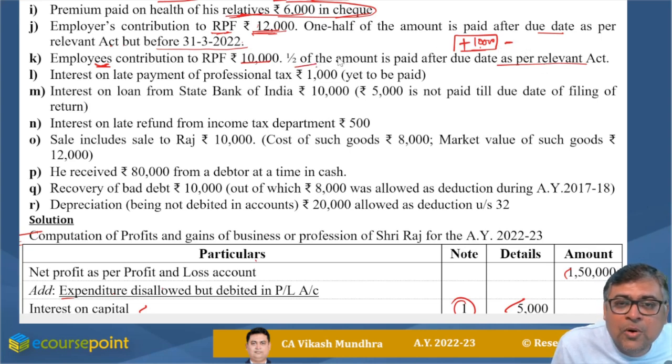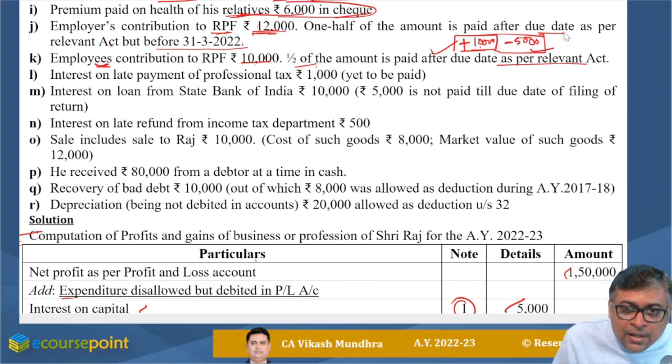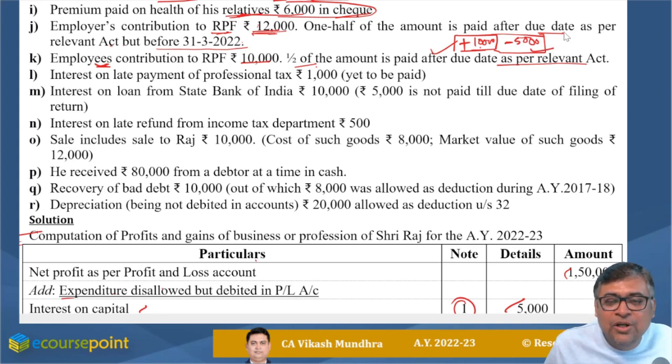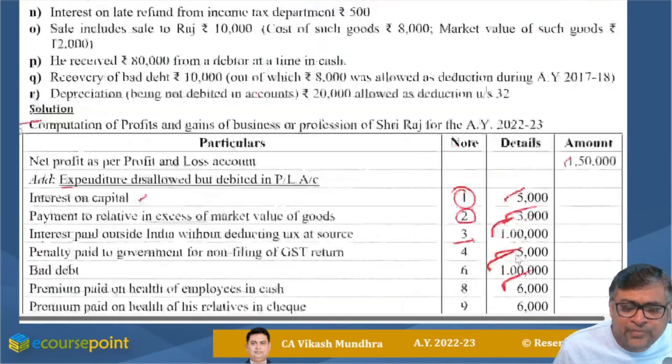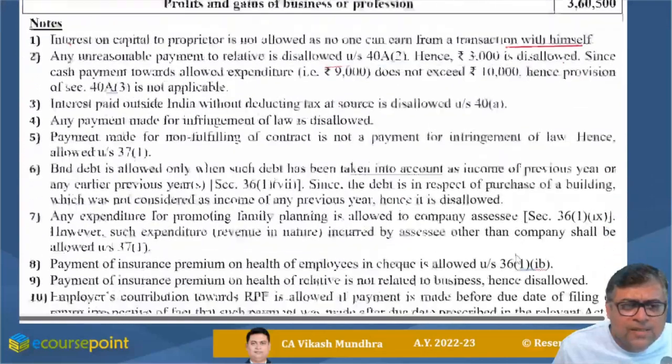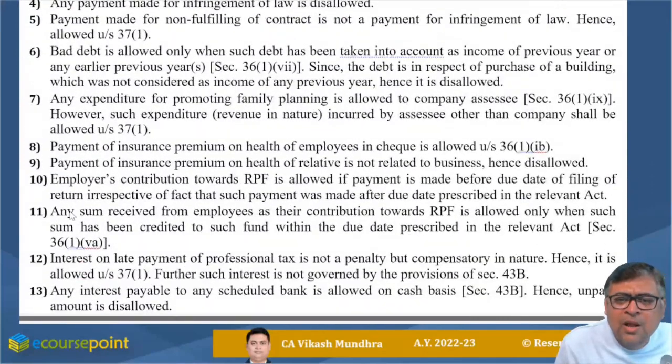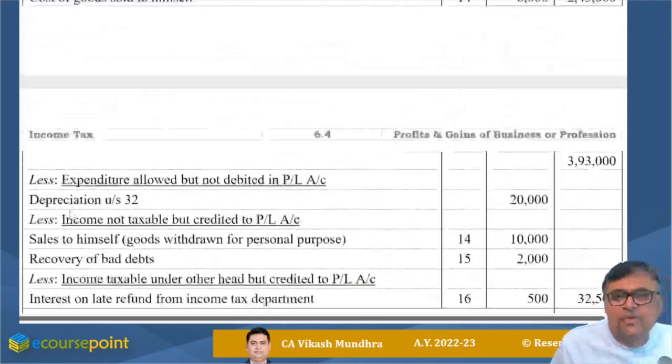So half of the amount is paid after the due date. That means within the due date you paid only 5,000. The net result is that 10,000 was addition and 5,000 is subtraction. That means 5,000 should be added to your income. So I'm adding this 5,000. I'm giving suitable remarks on this, remark number 11. Whatever wordings you choose, please explain your situation.